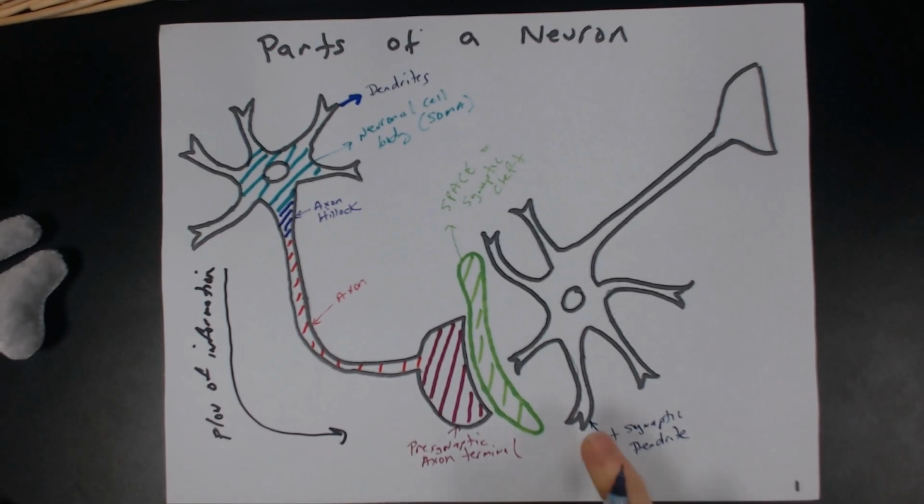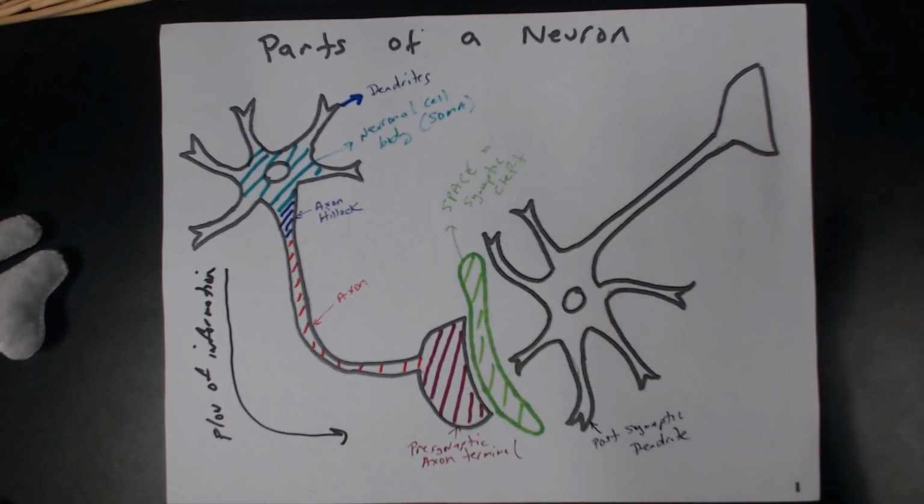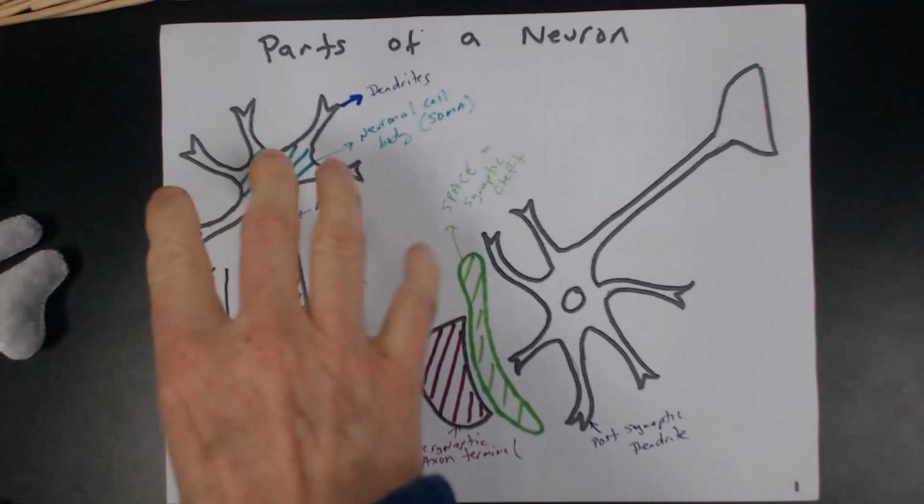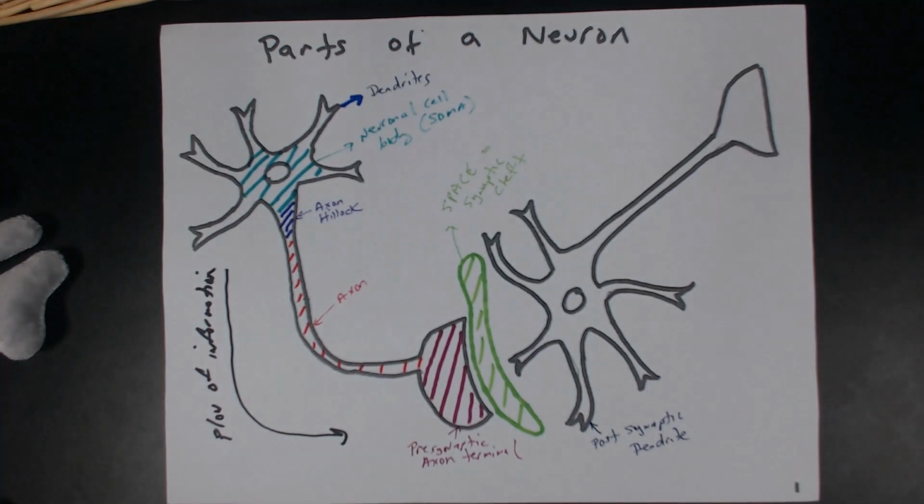So same thing here. So you have your dendrites, your cell body, axon hillock, axon terminal. But this is your presynaptic neuron, and that's your postsynaptic neuron. So essentially, something funky has to happen to transfer information from the presynaptic neuron to the postsynaptic neuron through the synaptic cleft.